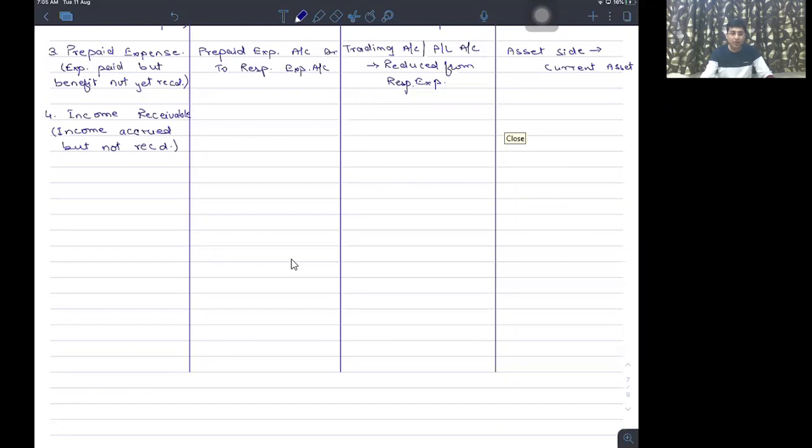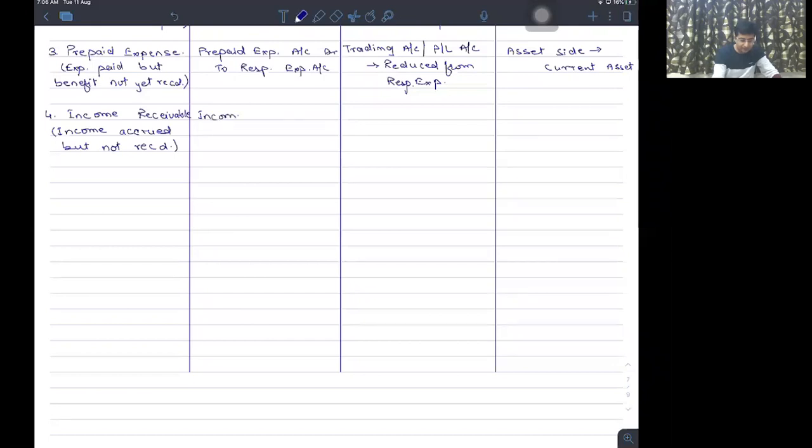Income receivable is basically what? The income which is accrued, but you have not yet received it. And that's why it is called as income receivable. Again, as per the matching principle, as it is the income of current year, it should be recognized in the current year itself or not. And for that purpose, you want to increase the income of current year. And because that income is receivable, therefore, that will be shown as an asset into the balance sheet. So what will be the accounting entry?